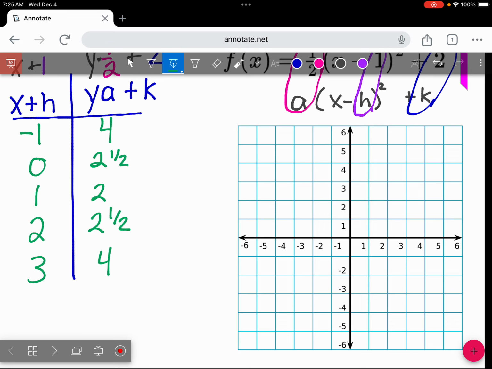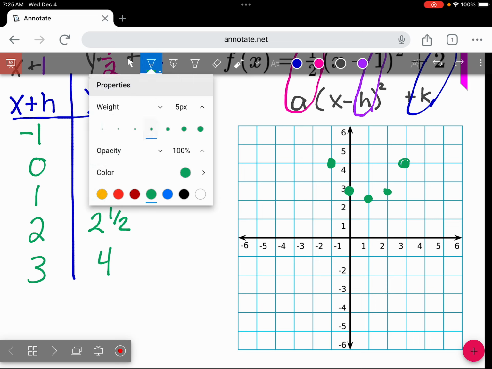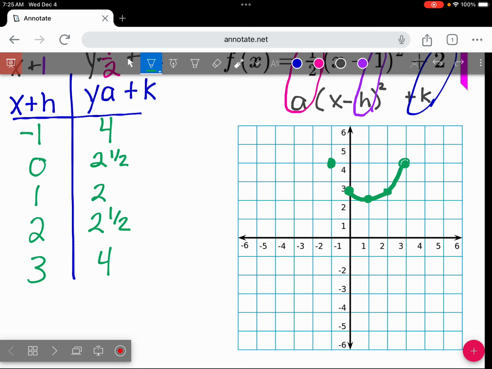We've got our -1, 4, 0, 2.5, 1, 2, 2, 2.5, and 3, 4. Ooh, chunky. I've got a same size marker. So it should look something like this, which indeed has been squished. Looks like somebody sat on it. And for our locations, check our vertex here. It did go right 1 and up 2. So it used the transformations we expected. I wonder why I'm refreshing us on a, h, and k. Questions on this?